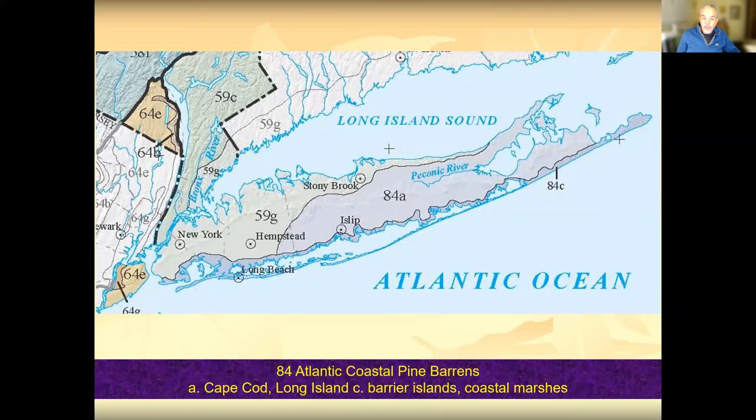So first we'll start out with the Atlantic Coastal Pine Barrens. And this makes up number 84 there, the purple. This makes up most of Suffolk County, except for the northern edge. And it's called the Cape Cod Long Island ecoregion and the barrier coastal marshes. So there's also the barrier beaches along the southern end of Long Island too, all the way down to Breezy Point in Queens, out to Montauk.